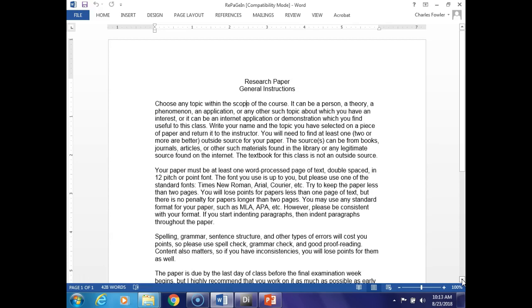Try to keep the paper less than 2 pages. Now, that's not a requirement. That's a suggestion. I mean, a good 5-paragraph essay is probably going to stretch into 3 or 4 pages. You don't have to go that much, okay? If you want to, you can. If that's what you're used to writing, perfect, fine.